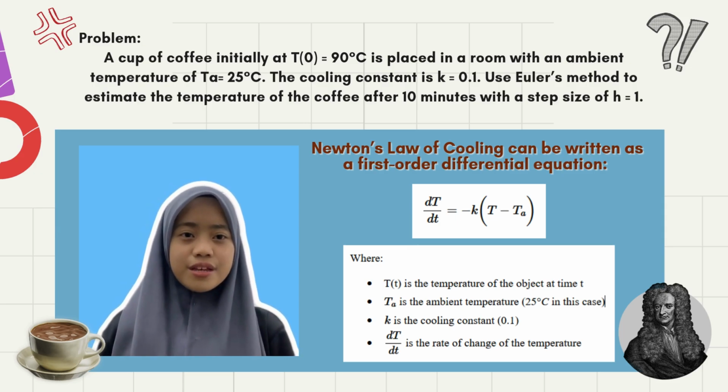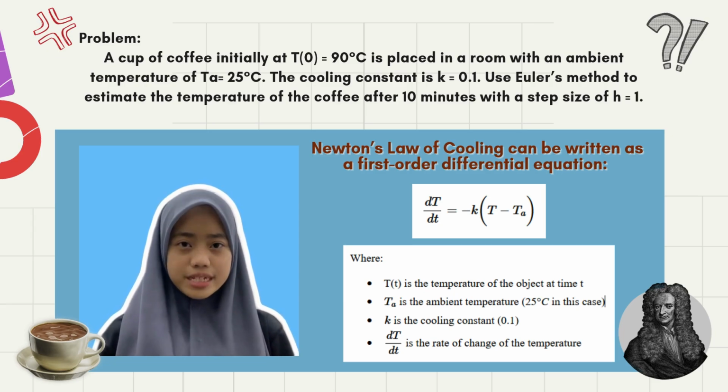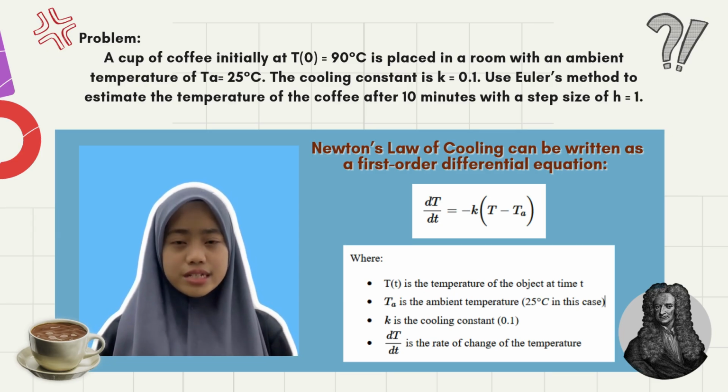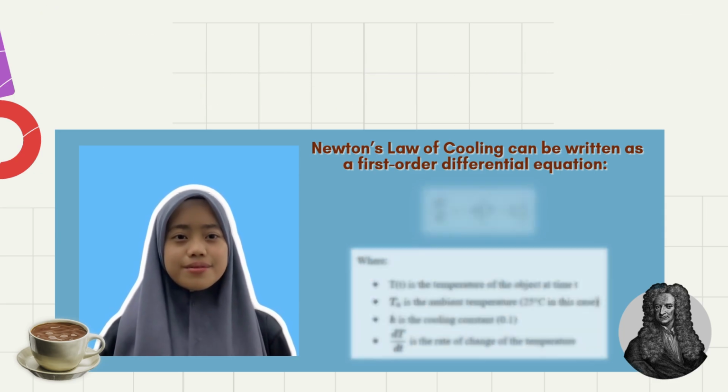dT/dt equal to negative k times (T minus TA). T(t) is the temperature of the coffee at time t, TA is the ambient temperature, k is the cooling constant, and dT/dt is the rate of temperature change.